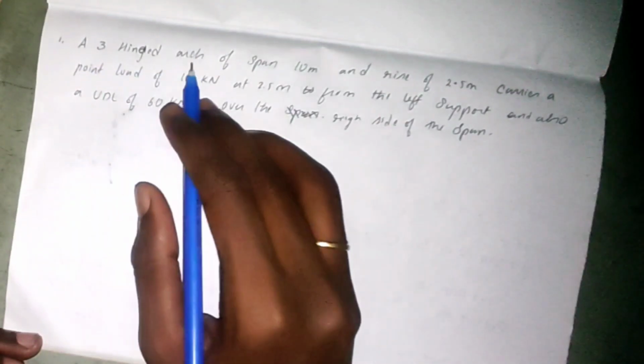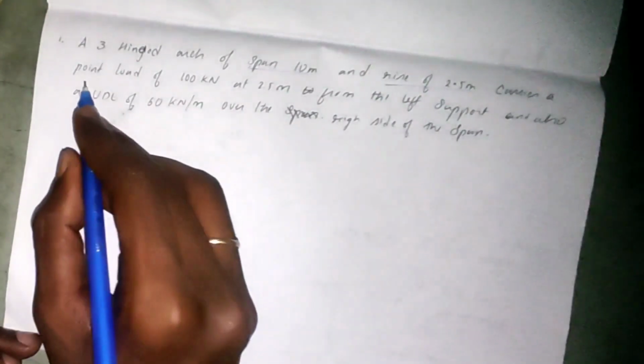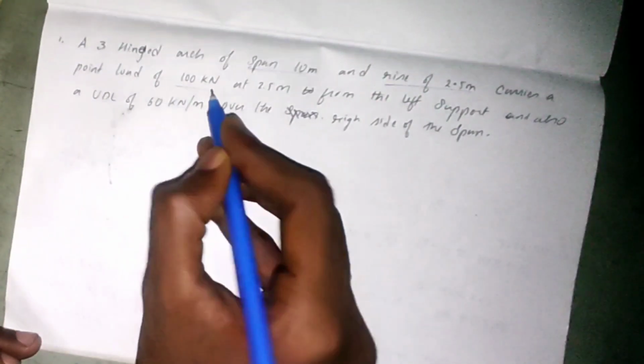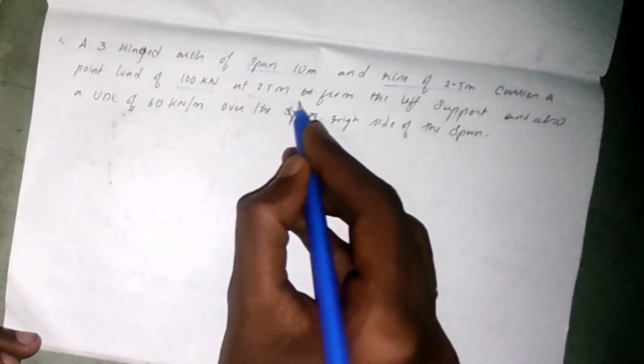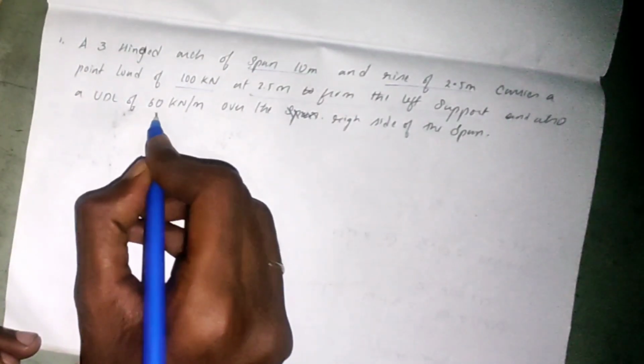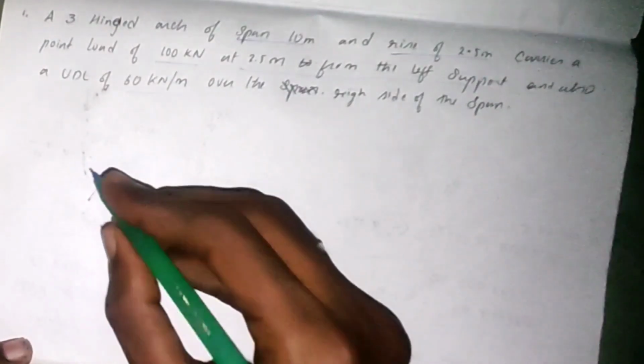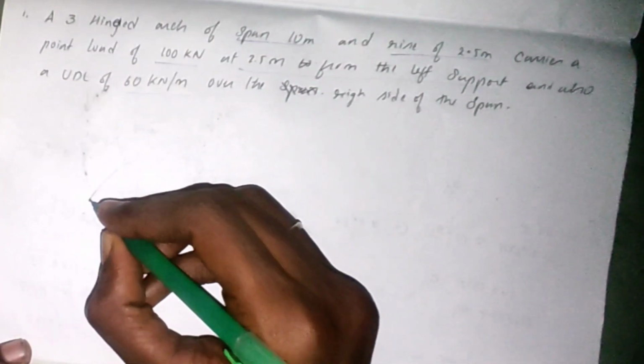Okay, now let's solve one question. A 3-hinged arch of span 10 meters and rise of 2.5 meters carries a point load of 100 kilonewtons at 2.5 meters from the left support and also a UDL of 60 kilonewtons per meter over the right hand side of the span. So from this data we have to draw the diagram.